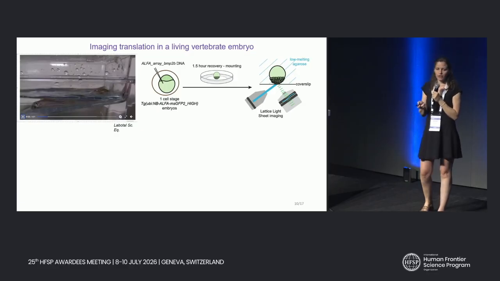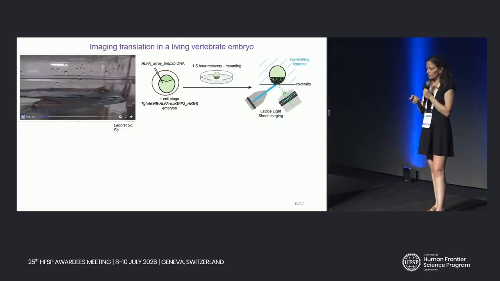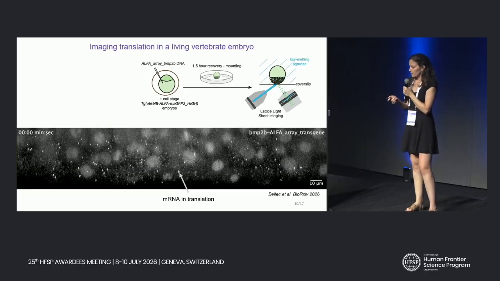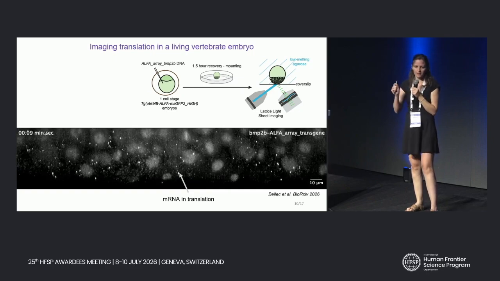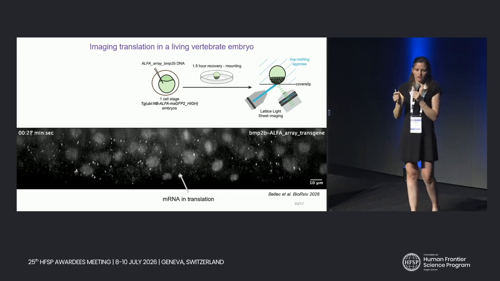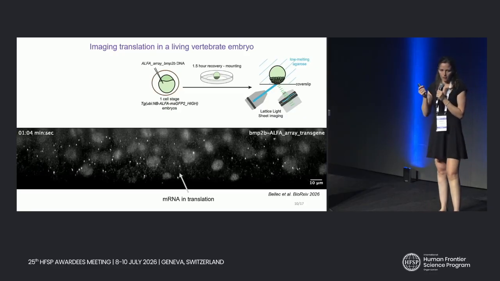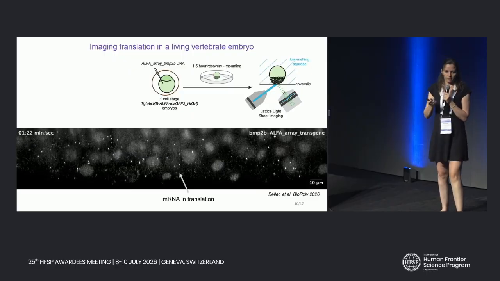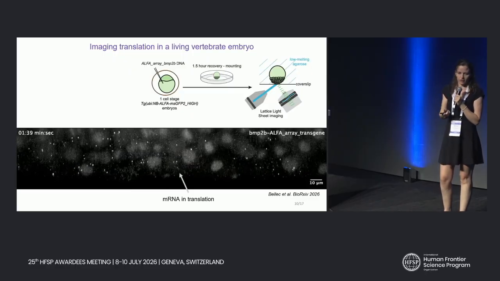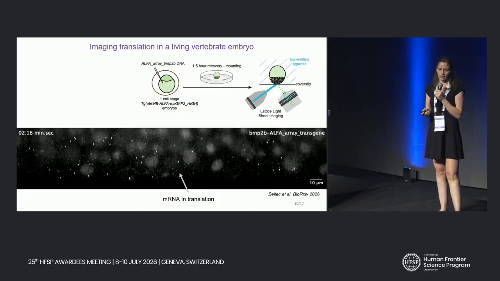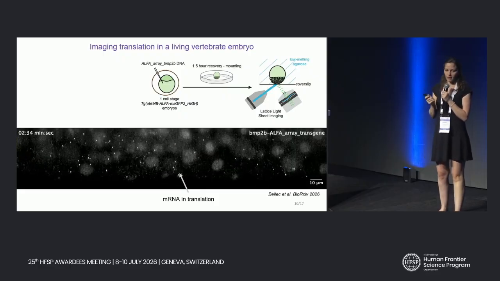And then we used lattice light-sheet imaging. After many trials on different microscopes, we finally found one that was suited for this type of imaging. And so we could image for the first time nascent translation in a vertebrate embryo, here in zebrafish. The bright dots that you see here in the cytoplasm, the small ones that are moving rather slowly, represent single molecules of mRNA in translation.